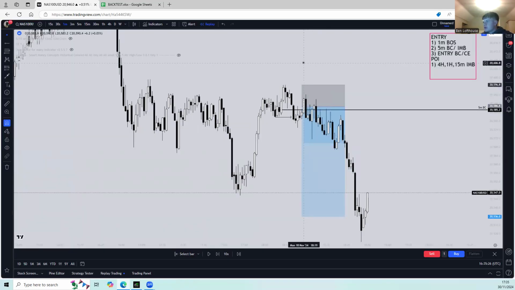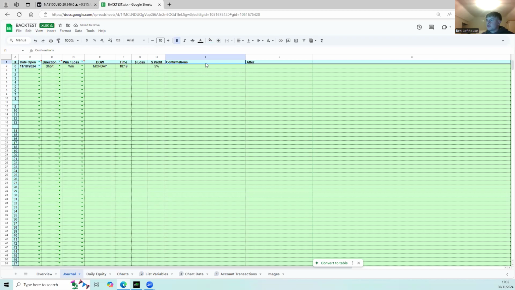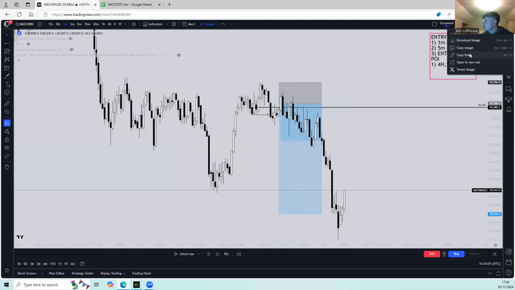That's trade number one. It is the 18th at 1819. 18th, short, win, Monday, 1819, 5%. I will put the figure in because it was different for every account. Then we won't do confirmations, we'll do all that. And that is the after.